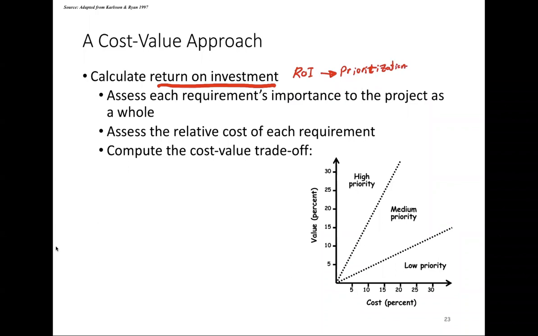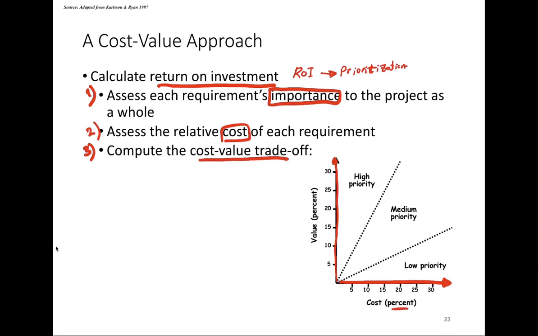How would this be implemented? You need to assess each requirement's importance to the project as a whole. This is step number 1. Step number 2, you need to assess the relative cost of each requirement. So we assess the cost of each requirement and the value or importance of each requirement. The third step is to compute the cost value trade-off. Now you plot the cost on the x-axis, and the value on the y-axis.